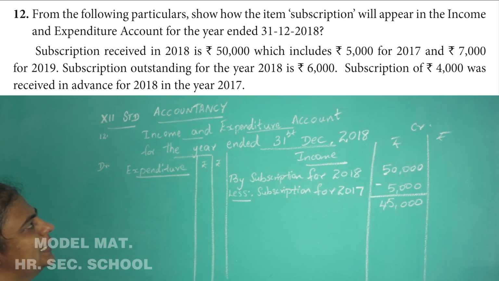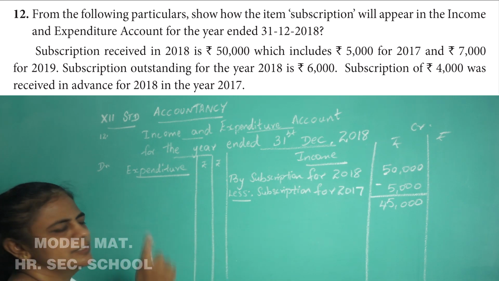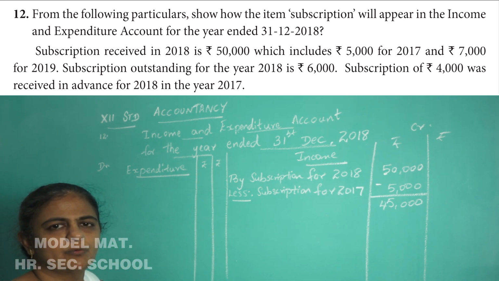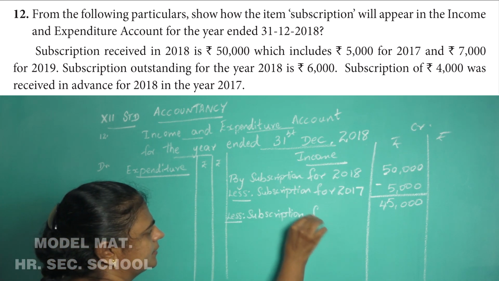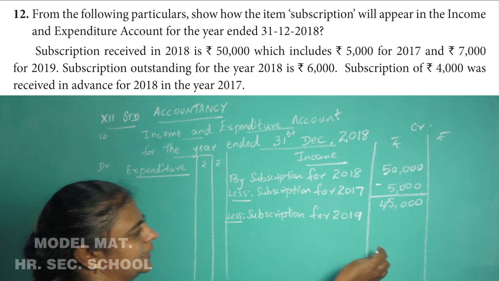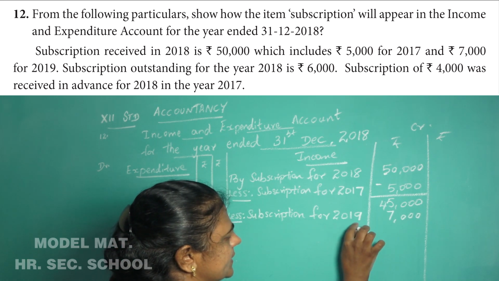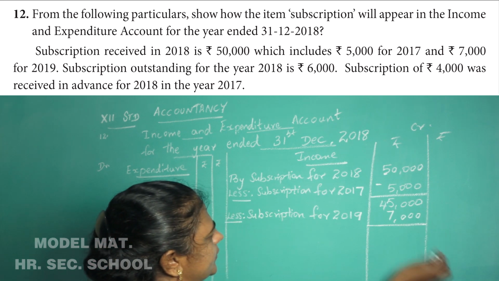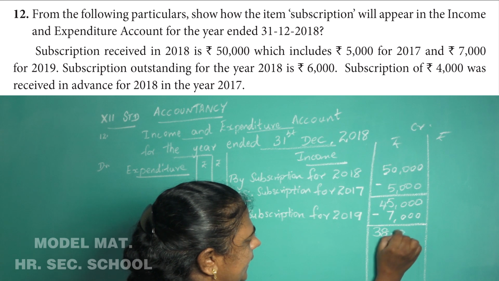Then again, next, after that what is given? Rupees 7,000 for 2019. What is the current year? Current year is 2018. So this 7,000 which is received for 2019, what you have to do? You have to subtract, less subscription for 2019. Again, this 7,000 is not for the current year, it is for the next year, subsequent year. So that also should be subtracted. So you will get 38,000.